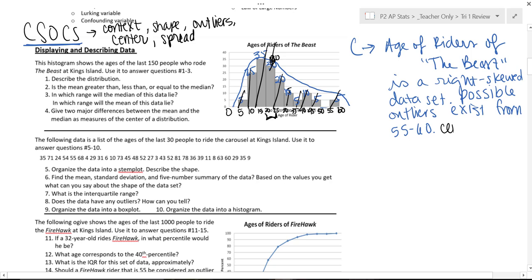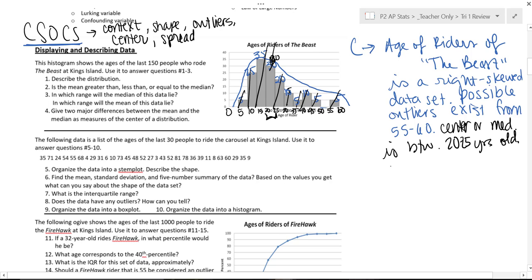So we're going to say the center, or median, is between 20 to 25 years old. Because our mean is pulled slightly to the right, I'm going to say that the mean is probably going to be a little bit to the right of that. We don't have to worry about that yet.